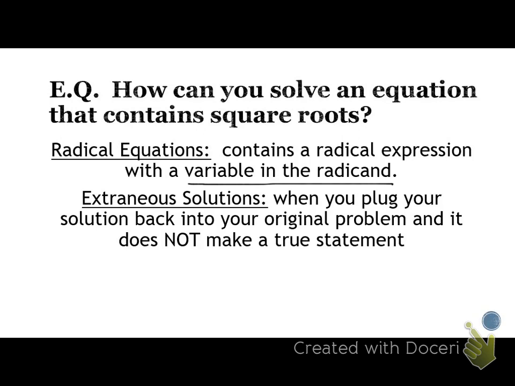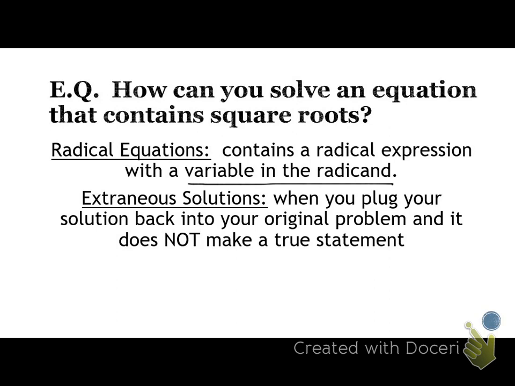So what this is telling you is not only is the equation going to have a radical in it, but it's going to have a variable under the radical. And that's why we can't leave the radical in the problem, because we need the variable to be isolated. We need to solve for the variable.